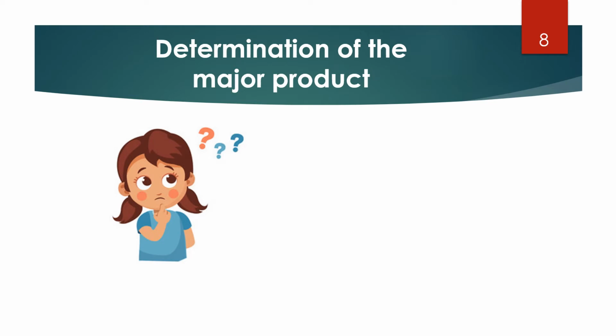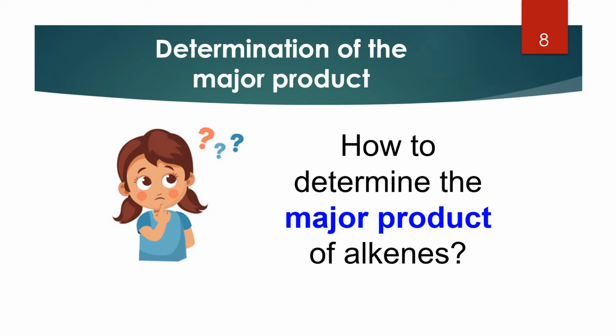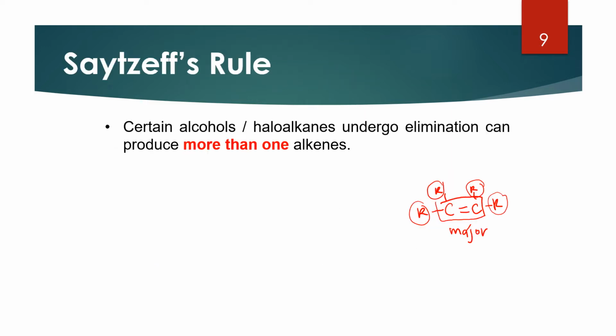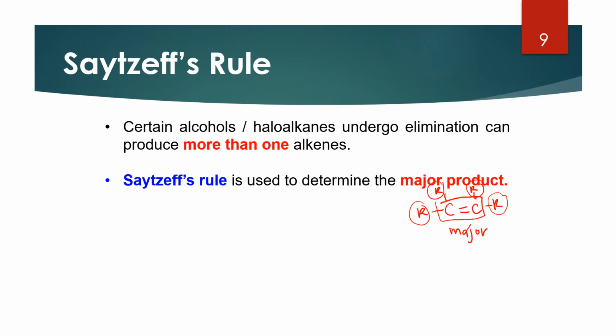In this elimination reaction, how can we determine the major product of alkenes? A certain alcohol or haloalkane which undergoes elimination can produce more than one alkene. But since the reaction produces a few alkenes, how can we determine which one is the major product? In this case, Saytzeff's rule is used to determine the major product.